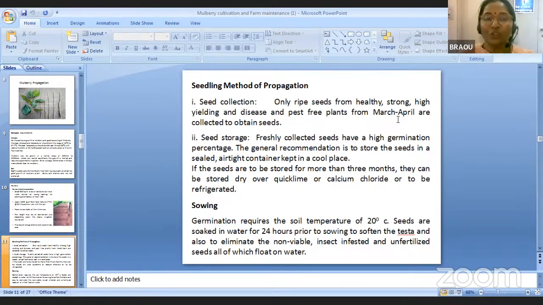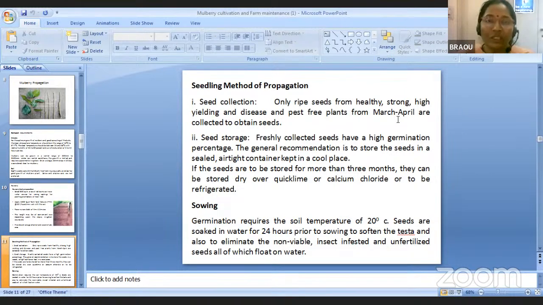Now, when the sowing time comes, what are you going to do? The germination requires a soil temperature of 20 degrees, because we already talked about the optimum temperature for the development of the plants, which is anywhere between 24 and 27 degrees centigrade. So here, the seed requires a soil temperature of 20 degrees. Seeds are soaked in water for 24 hours.